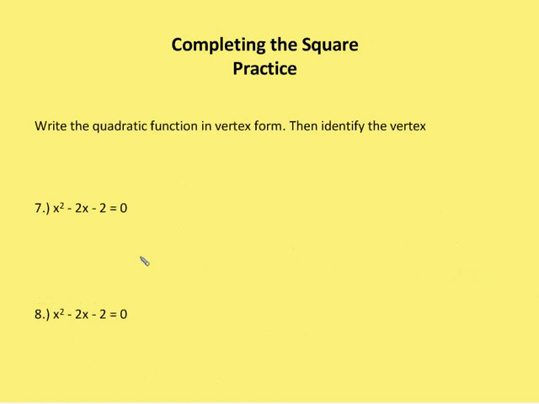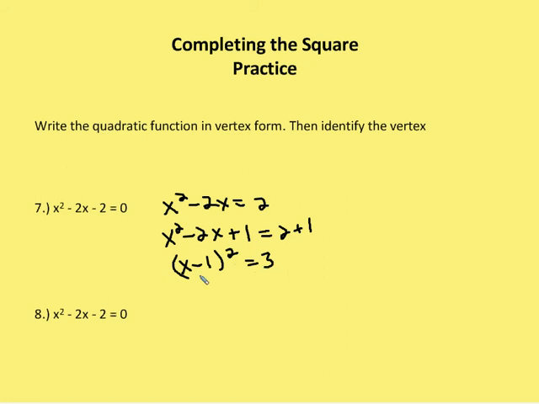Okay, now I'm going to write a couple of the quadratics in vertex form, moving from standard to vertex form. So here I have a quadratic in standard form. I'm going to move it to vertex form by completing the square. Again, I'm going to add the current c value to both sides. Now I have x squared minus 2x is equal to 2. I add my c value to make this a perfect square trinomial. x squared minus 2x plus 1 is equal to 2 plus 1. My squared binomial is x minus 1 squared is equal to 3.